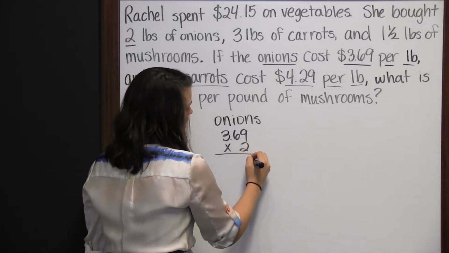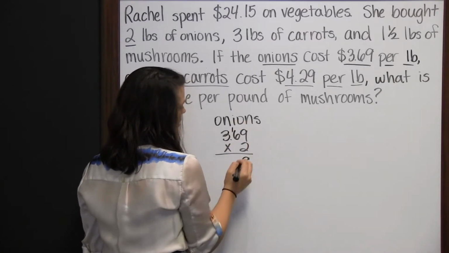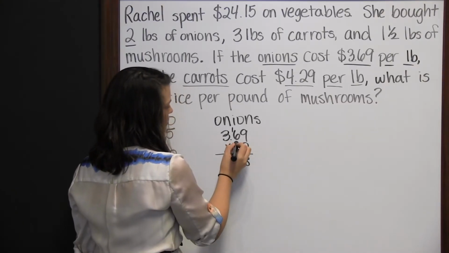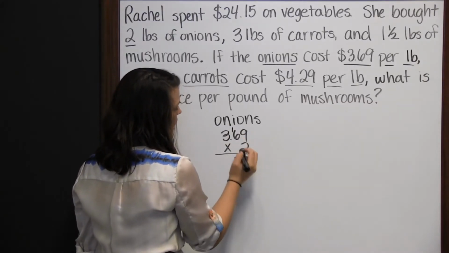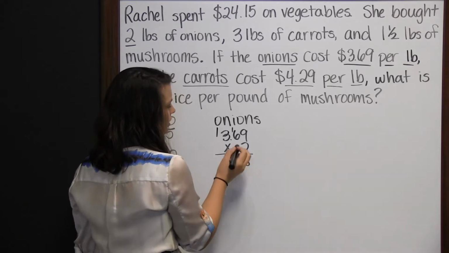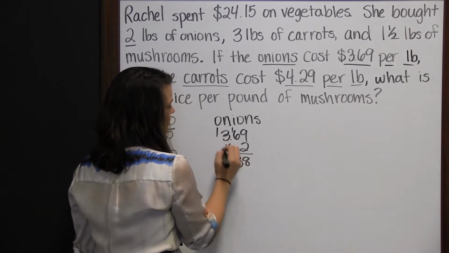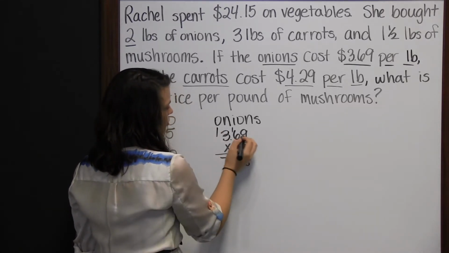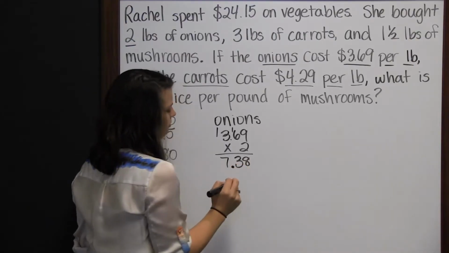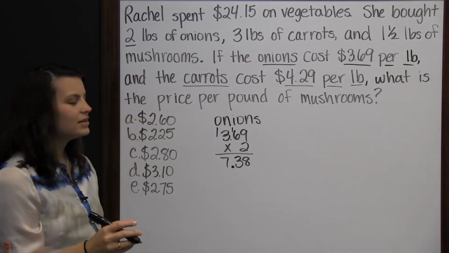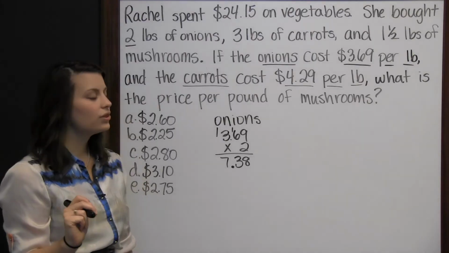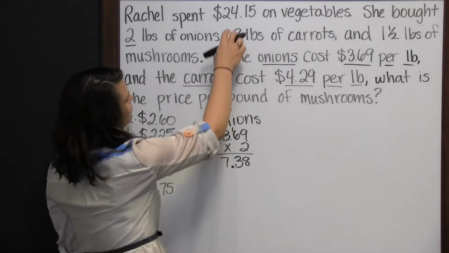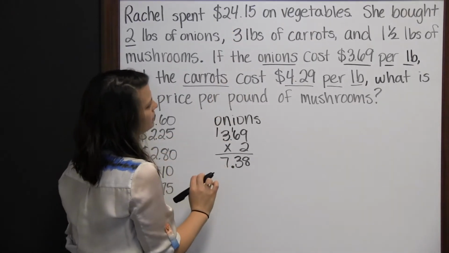So 2 times 9 is 18, carry the 1. 2 times 6 is 12 plus 1 is 13, write the 3, carry the 1. 2 times 3 is 6, plus 1 is 7. Two numbers behind the decimal, two numbers behind the decimal. So that means she spent $7.38 out of her total on onions.